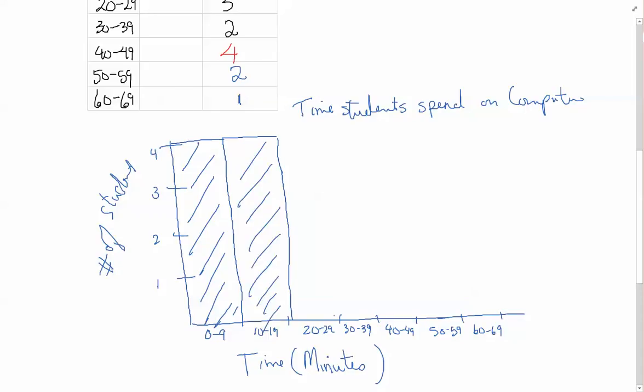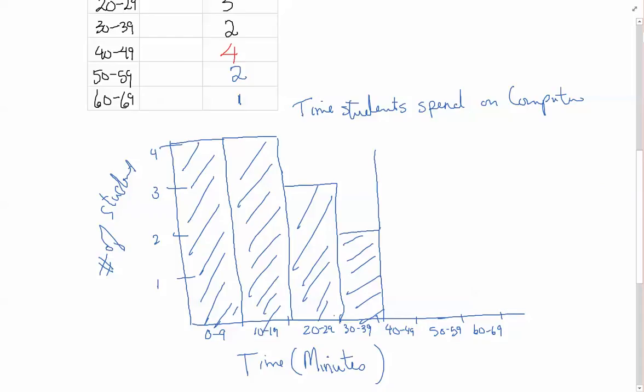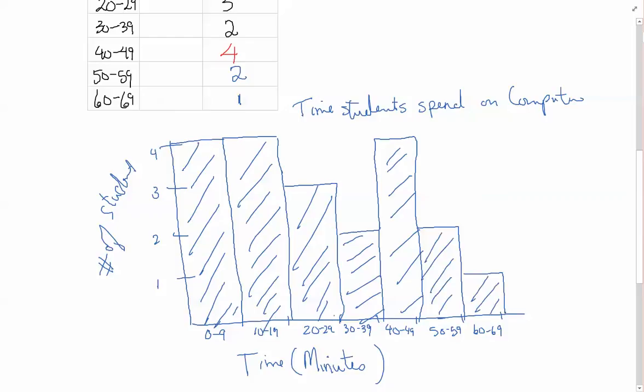Then we have 3. Two, and we have 4. Now, if you're doing one of these, I would encourage you to use a ruler so that you're not making it quite as messy as I am, but I want it to be reasonably visual, or acceptable visually.